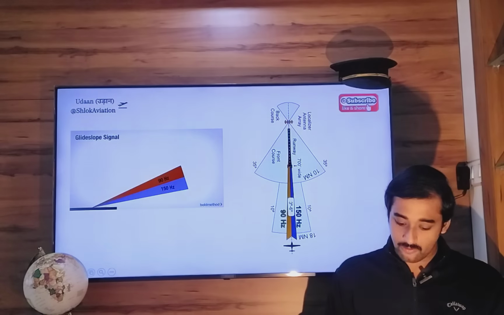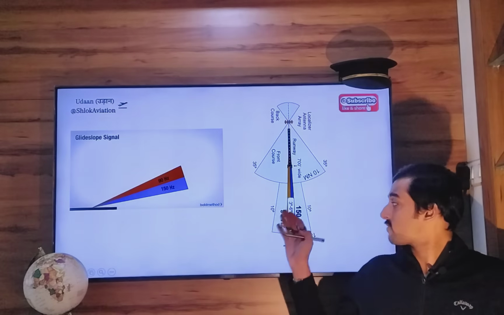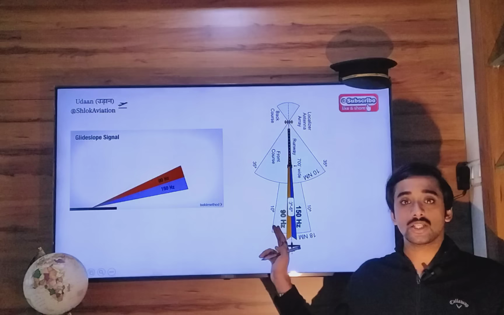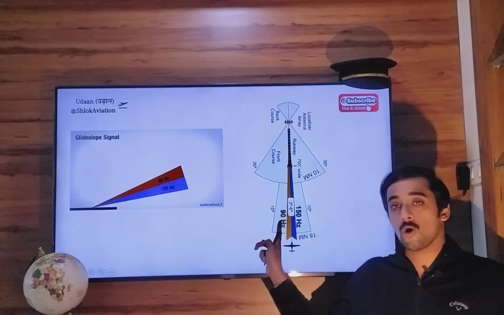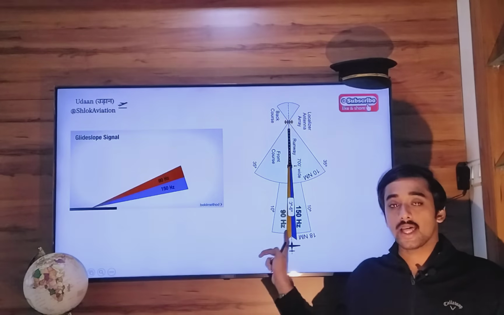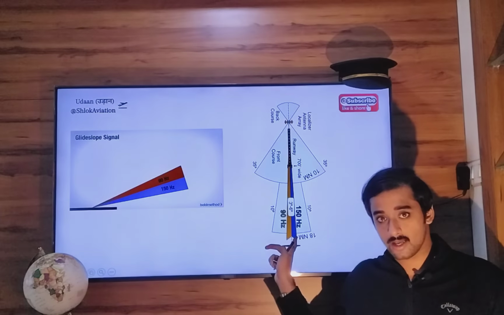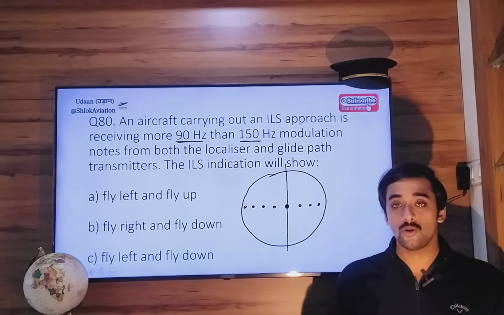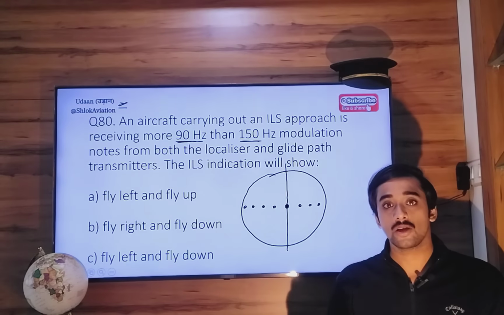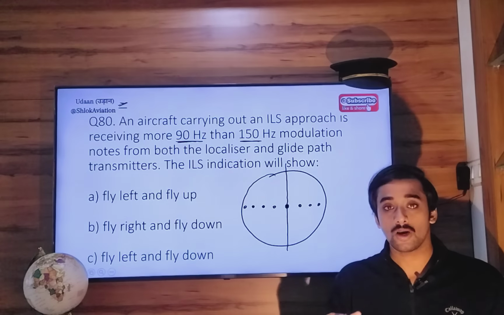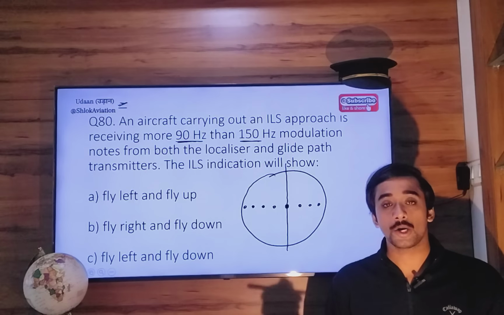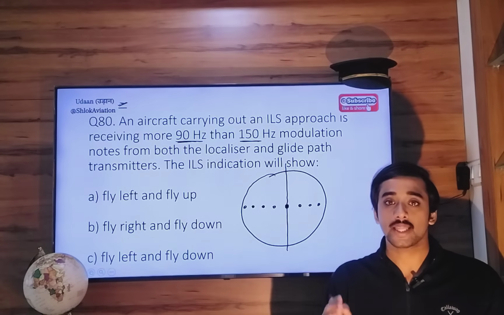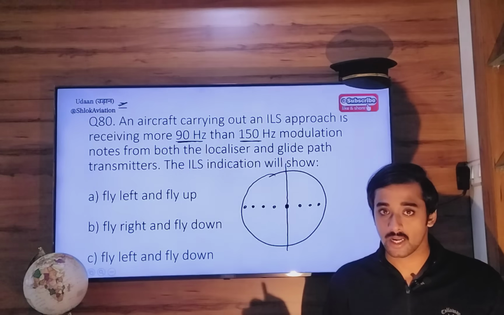Now, if your aircraft, let's say, deviates to the left hand side, left of the extended runway center line, it will receive more of 90 Hz signal and less of 150 Hz signal. When that happens, your CDI indication will give you a solution. It will give you an advisory, a maneuver that you must perform in order to come back to your extended runway center line and then follow or track that extended runway center line towards the runway.